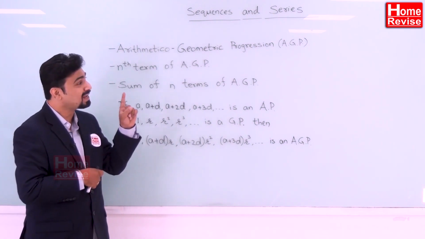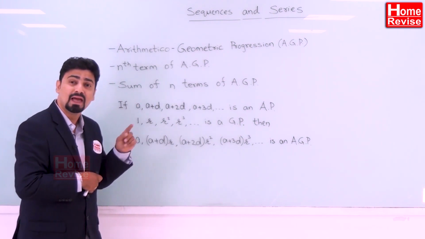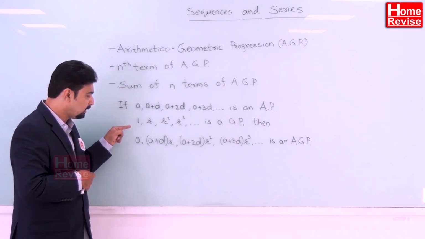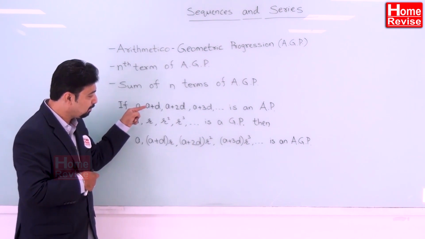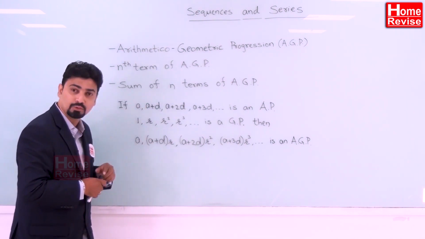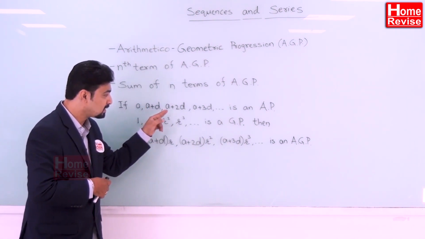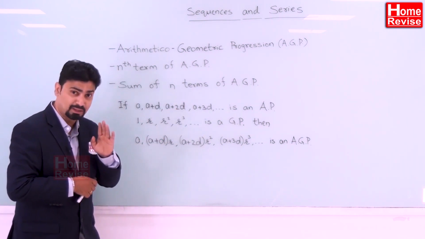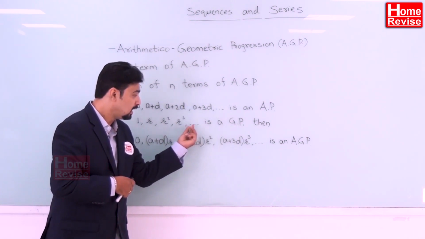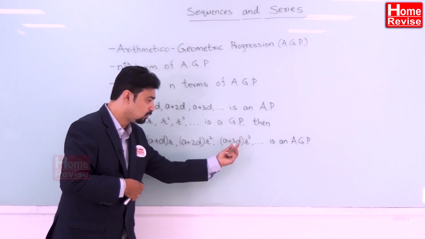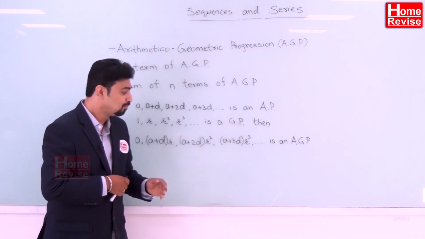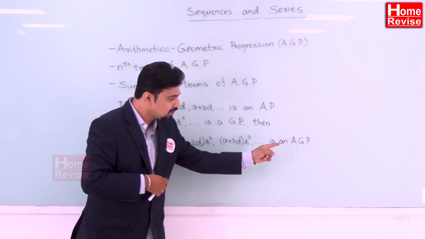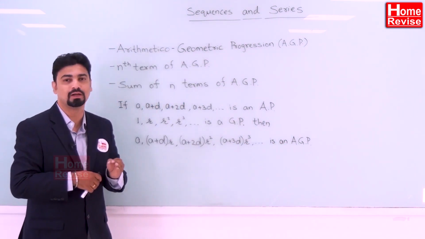Then we find our AGP by multiplying corresponding terms of AP and GP. So we'll multiply A with 1, we get A. We'll multiply A plus D with R, we get A plus D into R. Then we multiply the third term, that is A plus 2D into R square. We multiply the fourth term, A plus 3D into R cube, and so on. These products are the terms of our AGP, that is arithmetico-geometric progression.